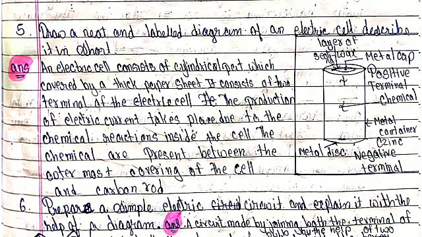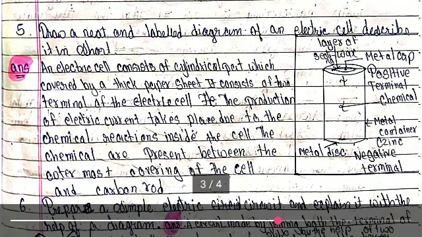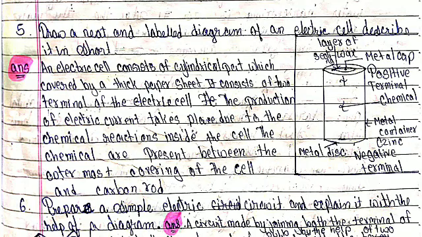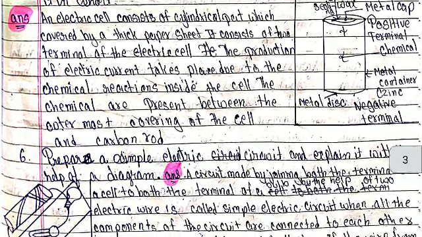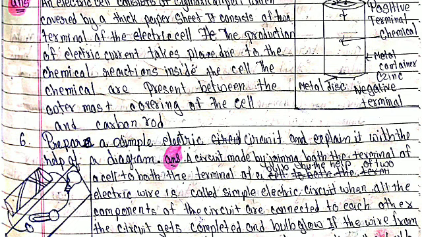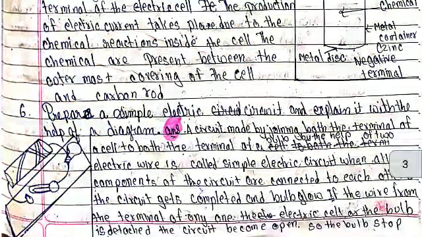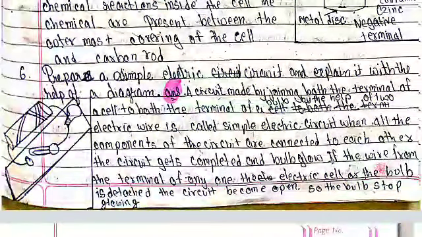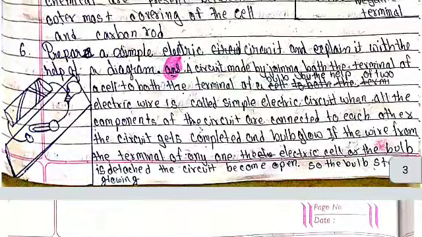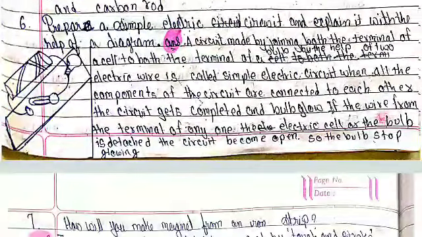Fifth number, draw a neat and labeled diagram of an electric cell. Describe it in short. An electric cell consists of a cylindrical pot which is covered by a thick paper sheet. It consists of 2 terminals of the electric cell. The production of electric current takes place due to the chemical reaction inside the cell. The chemicals are present between the outermost covering of the cell and carbon rod.